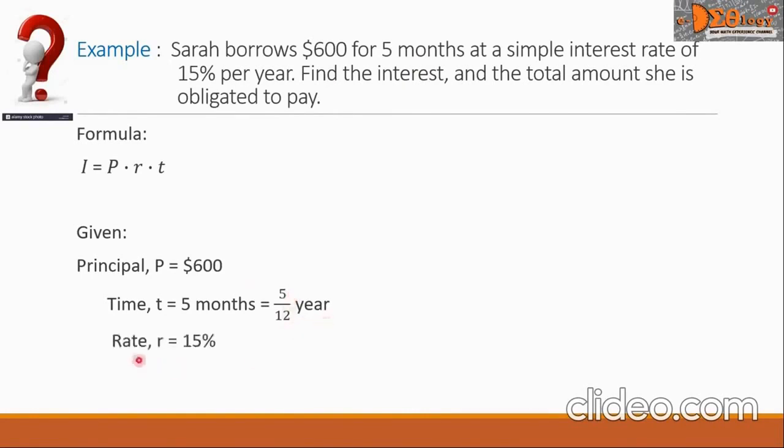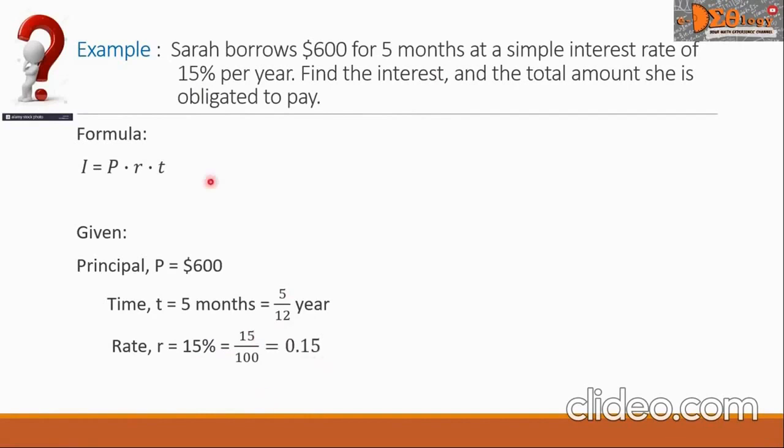Next is the rate denoted by R. This is equal to 15%. Let us convert this 15% into decimal. So first we have this 15 over 100, and the quotient is 0.15.